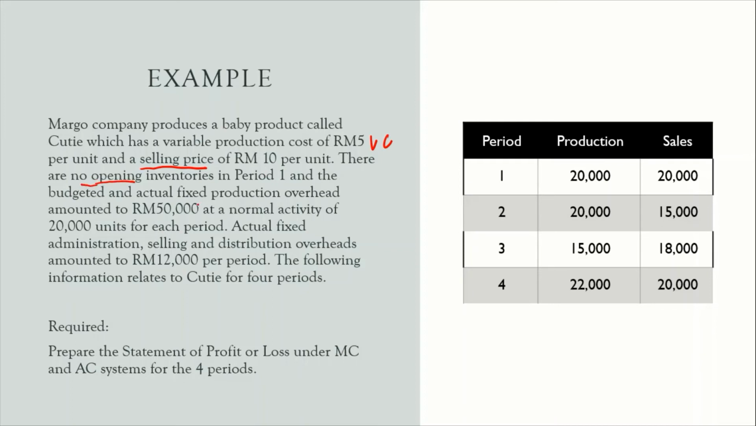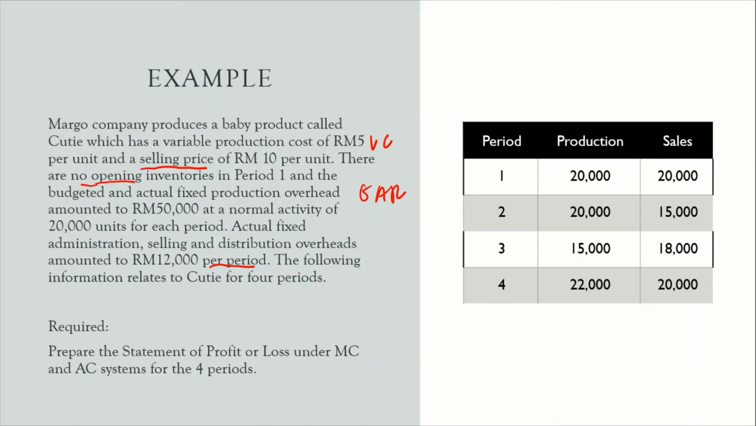And the budgeted actual fixed production overhead amounted to RM50 at normal activity of 20,000 units for each period. Okay, so in this example, there are budgeted and actual fixed production overhead. So you have to calculate for the OAR here to find the over and under. The actual fixed admin selling distribution amounting to 12,000 per period. So all periods have the same non-manufacturing cost.